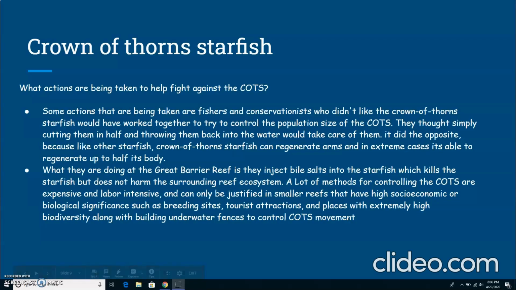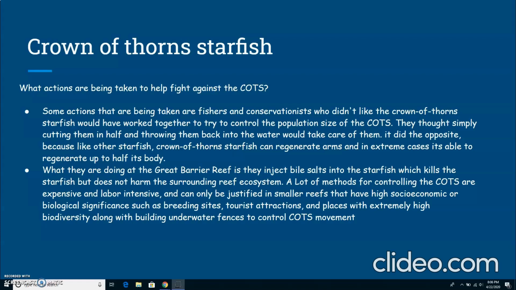So, what actions have been taken to help fight against the crown-of-thorns starfish? Well, fishermen and conservationists who didn't necessarily like them started to work together to control the population size. They thought that simply cutting them in half and throwing them back in the water would take care of them and reduce the population. It, well, did the opposite.